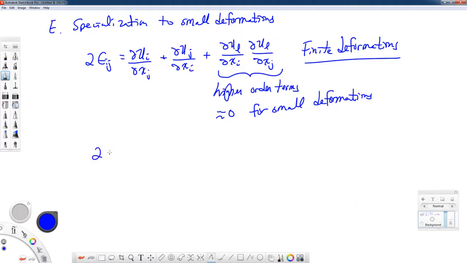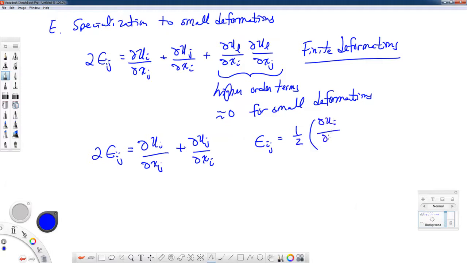So the small deformation strain tensor will look like partial of ui with respect to xj plus the partial of uj with respect to xi. Or if we put the 2 to the other side, we have a half times partial of ui with respect to xj plus the partial of uj with respect to xi. It's still symmetric. We still have all of those eigenvalues and eigenvectors that we can have, but now we've just thrown out those higher order terms. Use our comma notation as well.